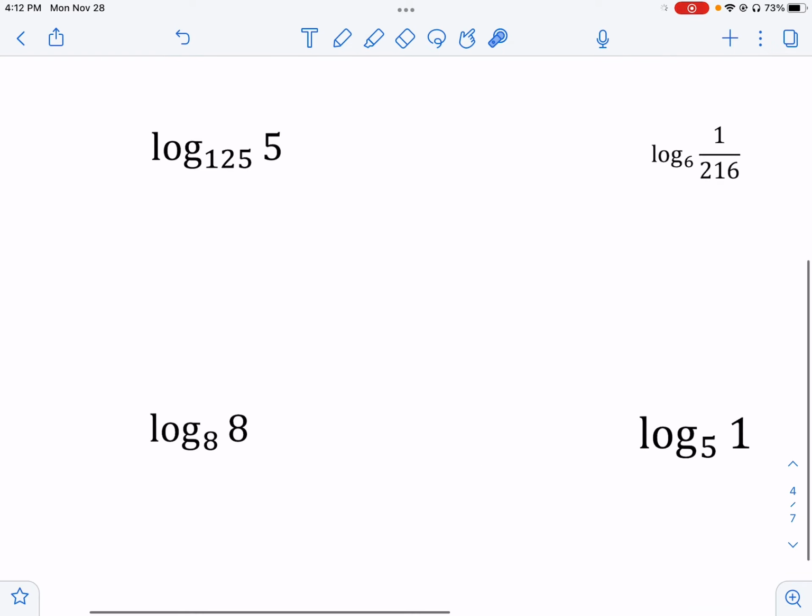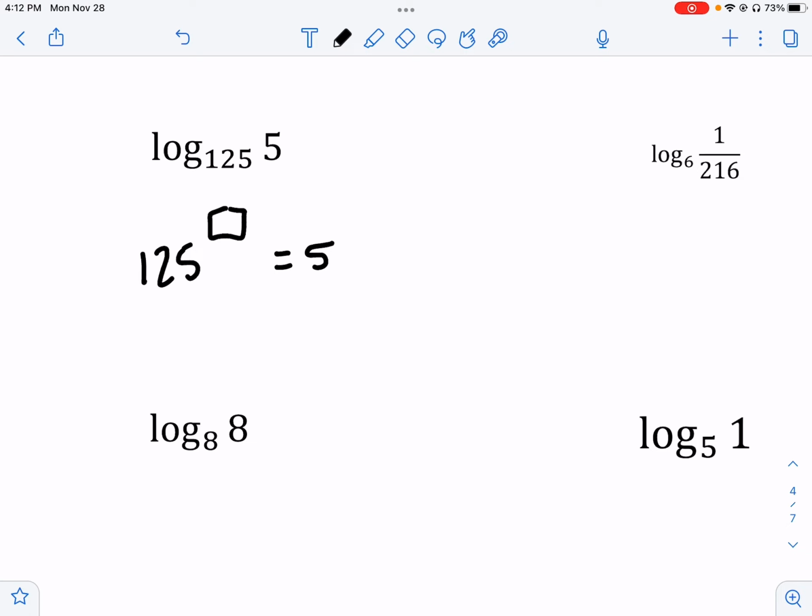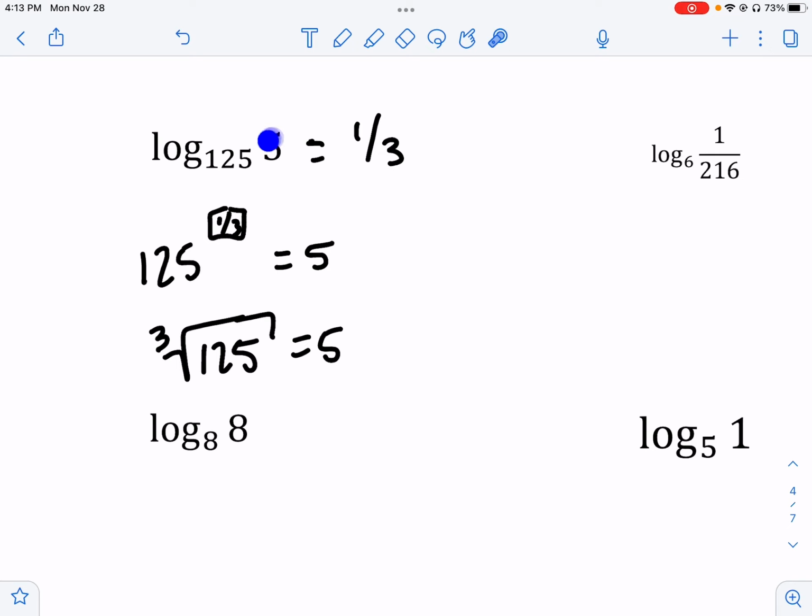As we get to the second row, though, I start to see some interesting things. I'm still saying 125 to the what equals 5. I have to think a little bit more critically about this. And I know that the cube root of 125 is equal to 5. And the cube root written as an exponent is 1/3. So therefore, this is 1/3. So that's kind of cool. When my argument was smaller than my base, my exponent was a fraction. That's looking at that radical or root relationship here.